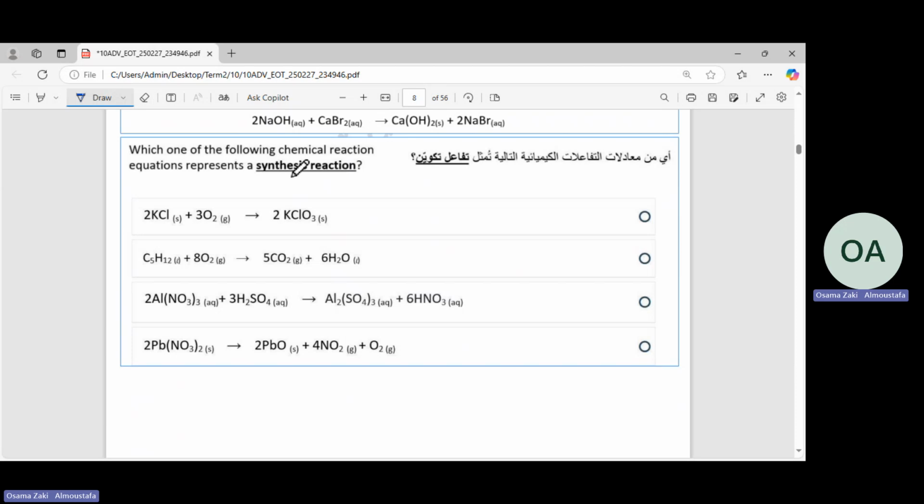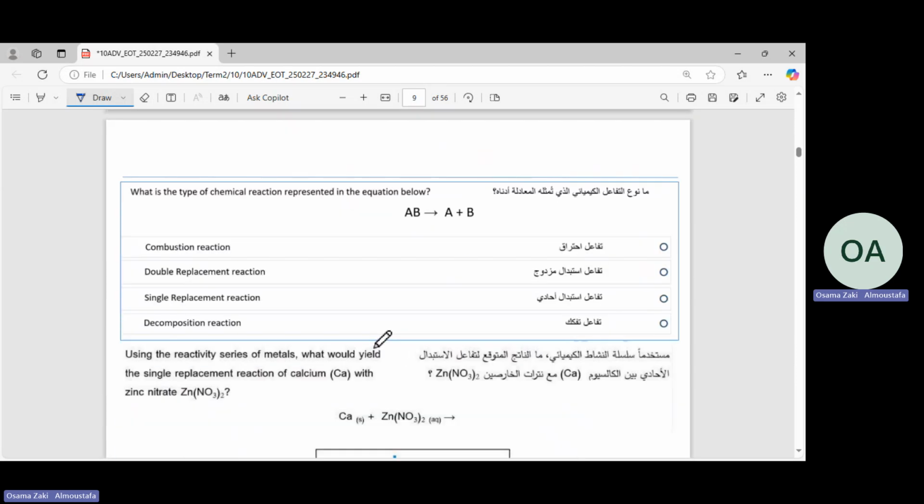Which of the following is the synthesis? So as you see, this is the equation, okay? Because we have two chemicals, they combine together to form only one. And you can check the rest of the equations, okay? So this is combustion, this one is double replacement because we have compound, compound, compound, compound. This is a decomposition because we have one substance which breaks down into, look, 1, 2, 3 chemicals.